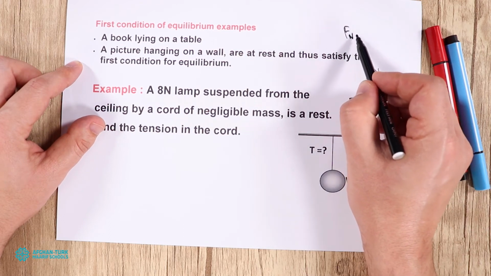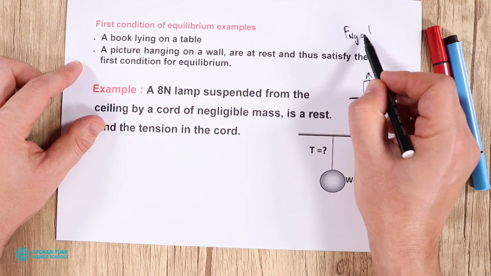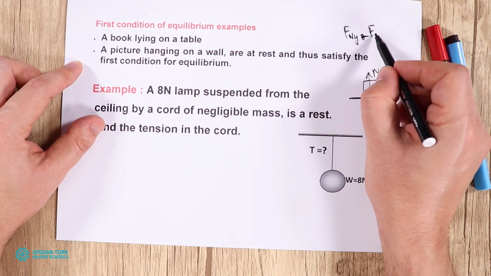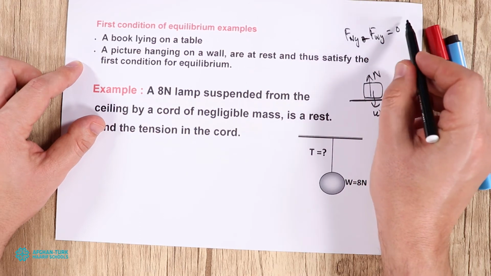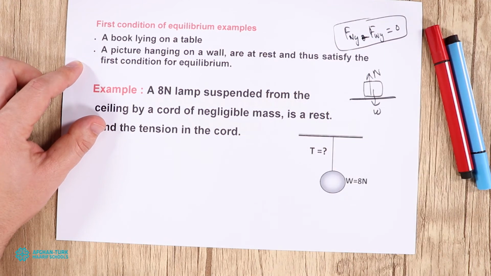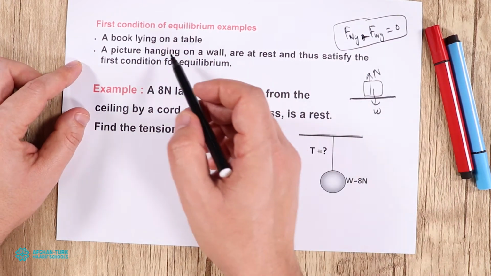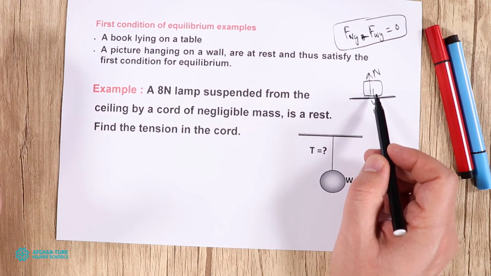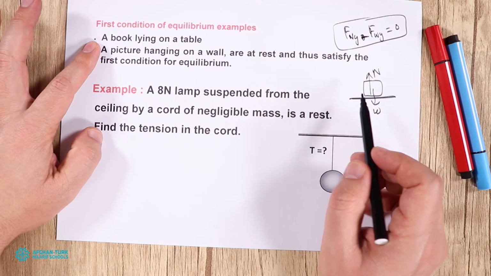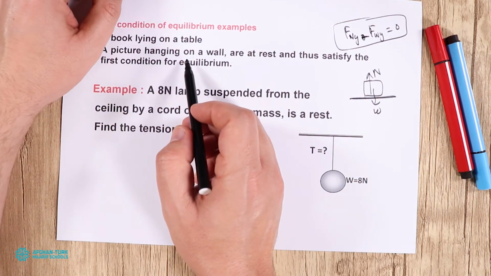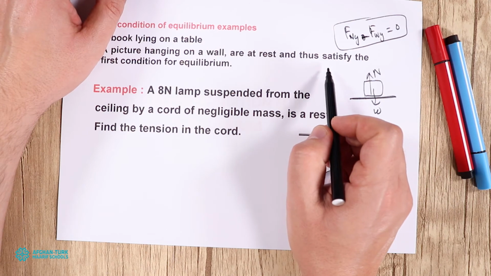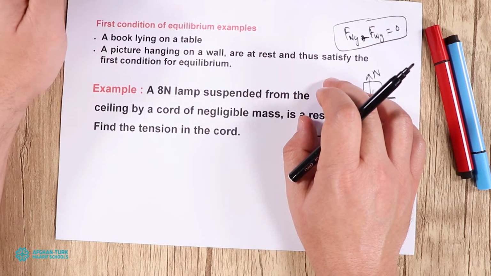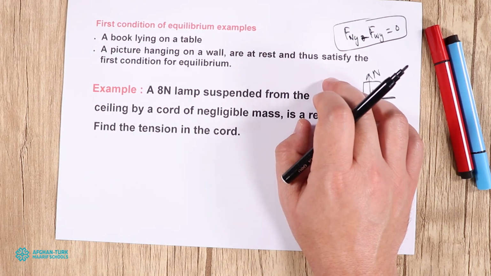Let's suppose F_N is the normal force in the y direction, and the weight F_W is downward, so the sum in the y direction is equal to 0. So we can say that there are two forces acting on the book lying on the table. So this is the first example. The next one: a picture hanging on the wall is at rest and thus satisfies the first condition. There is a picture hanging on the wall, so it also satisfies the first condition of equilibrium.